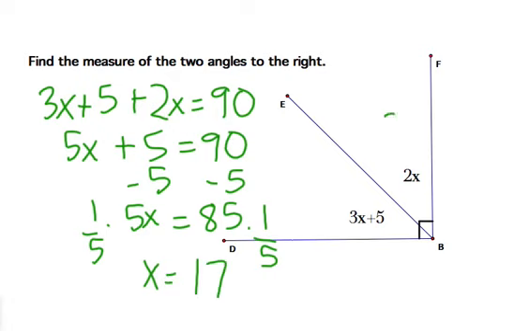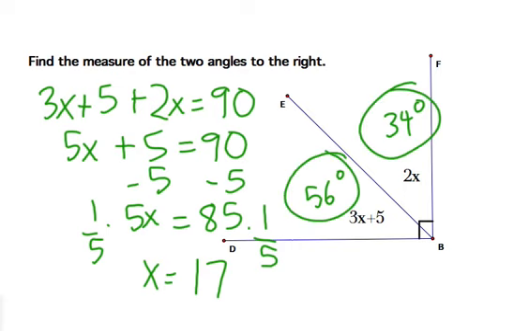So 2 times 17 is 34 degrees. And then I could just subtract it and get 56 degrees, or I could do 17 times 3, which is 51, plus 5, also 56. Either way, I get 56 degrees and 34 degrees. Lovely complementary angles.